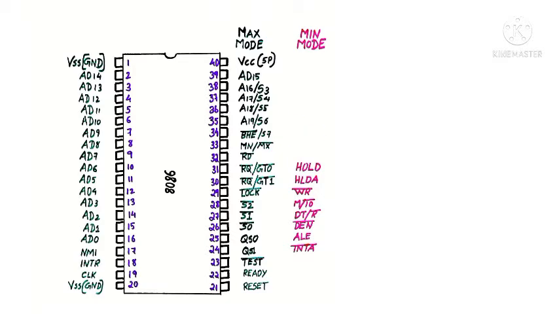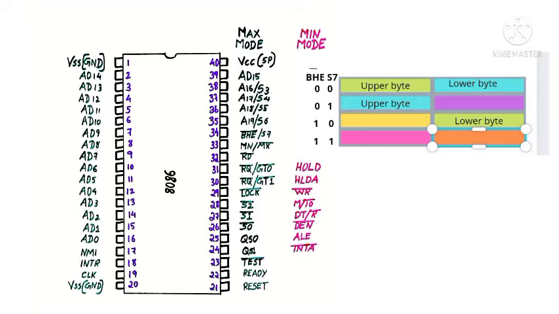That means if the value of BHE bar S7 is 0, 0, it indicates that all the 16 bits are to be transmitted. If the value is 0, 1, it means that the upper byte should be transmitted, that is the upper 8 bits. If the value is 1, 0, that means the lower byte, that is the lower 8 bits, should be transmitted. If the value is 1, 1, it won't transmit anything, it will stay in the idle state.